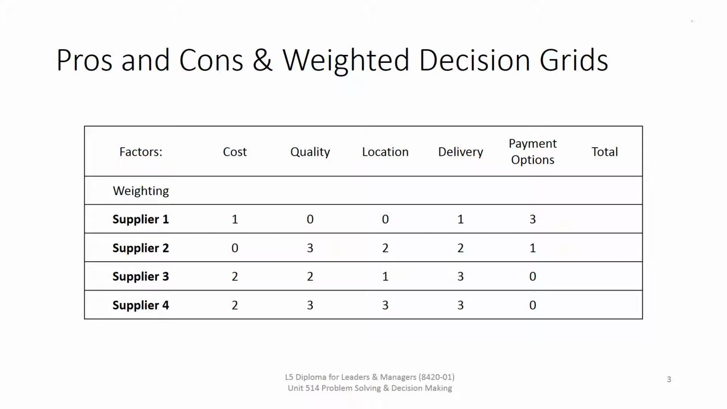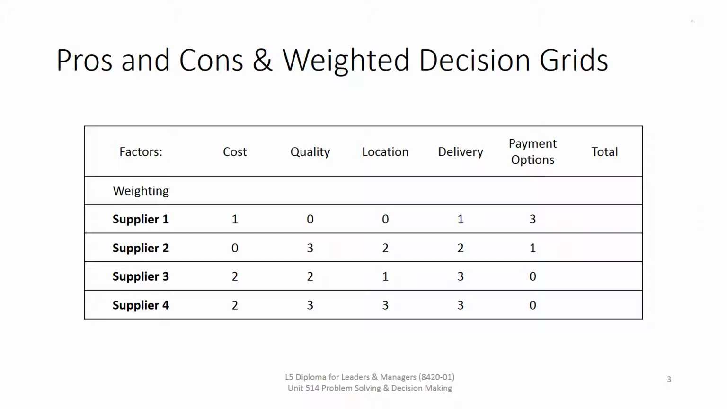The next step is to score them against the factors. You decide the factors, but in this case, the factors have been decided as the cost, the quality, the location, the delivery, the payment options, so whether you have to pay up front, whether you can pay on interest-free credit, etc., and then a total. And you score them against those, and you decide your own scale, but for example, in this one, using 0 as poor and 5 as very good.